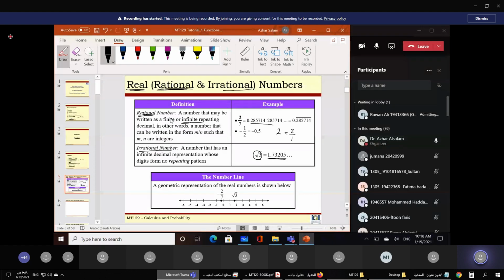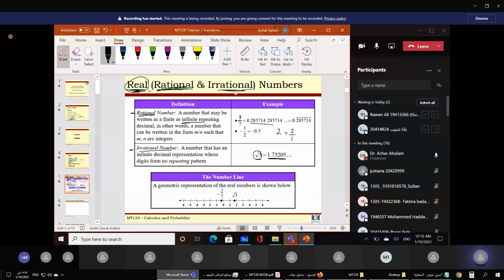The groups of rational numbers and irrational numbers together present the real numbers. So real numbers are rational numbers and irrational numbers together. Real numbers are all the numbers, positive and negative, rational and irrational. Okay?